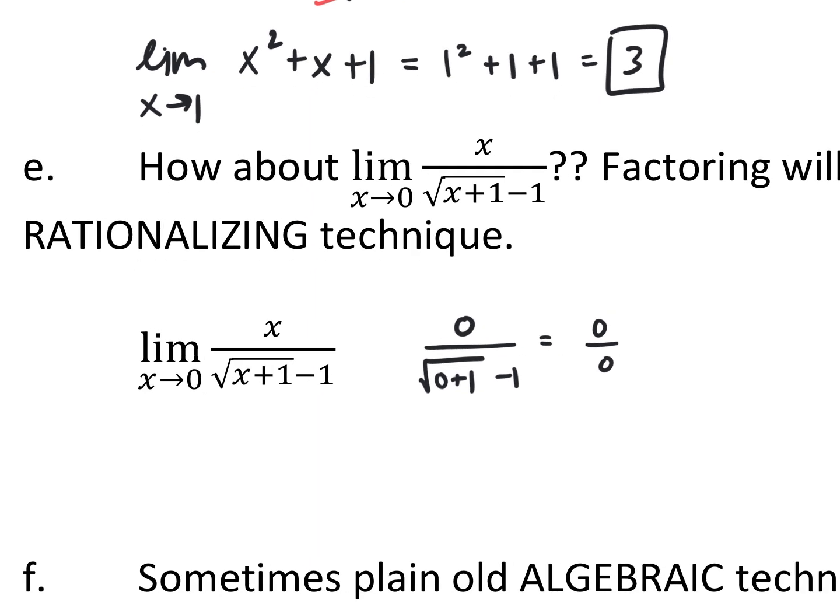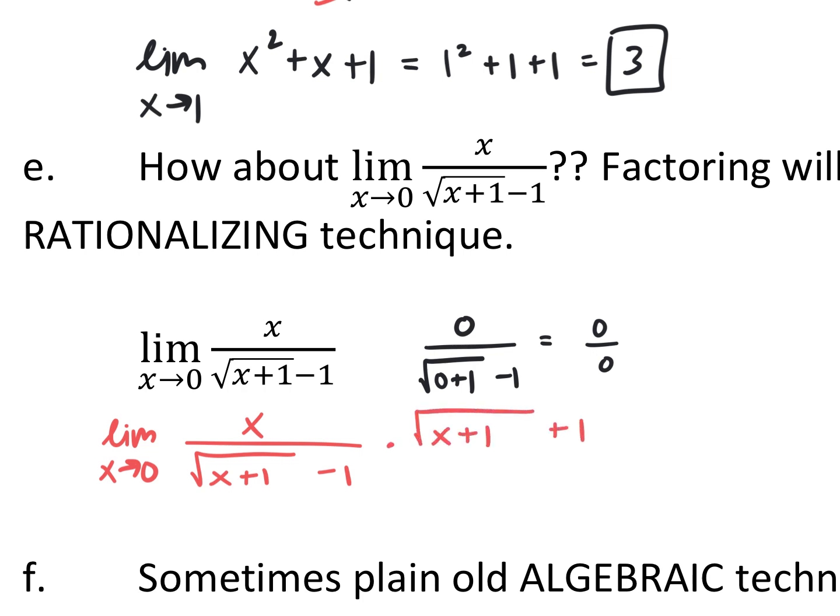So in order to rationalize this denominator, what am I going to multiply by? Square root of x plus 1 plus 1, on the top and on the bottom. So let's go ahead and do that right now. I'm going to have the limit as x approaches 0 of x over the square root of x plus 1 minus 1, times the square root of x plus 1 plus 1 over the square root of x plus 1 plus 1.